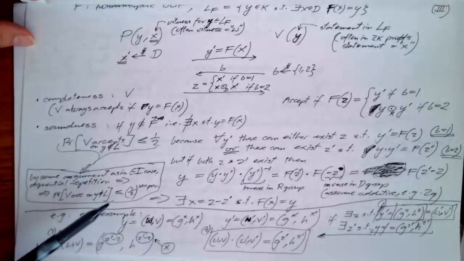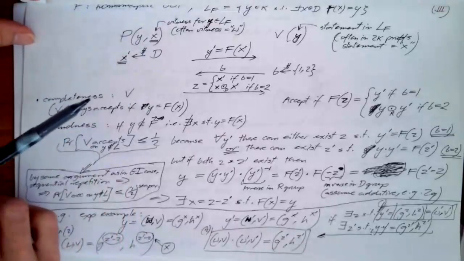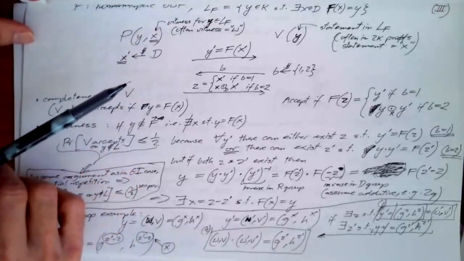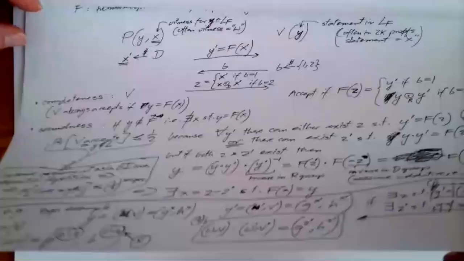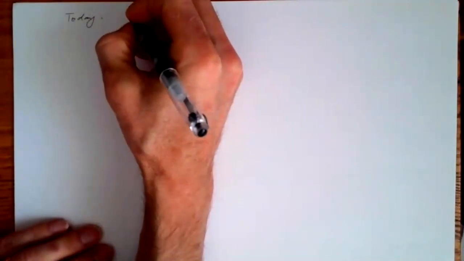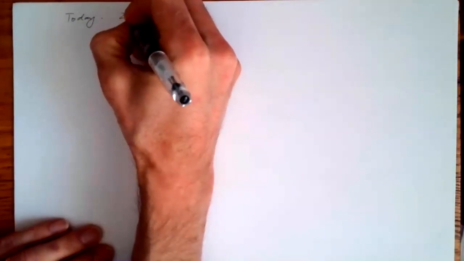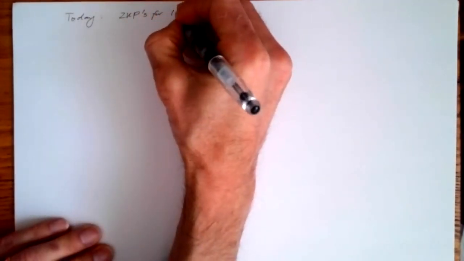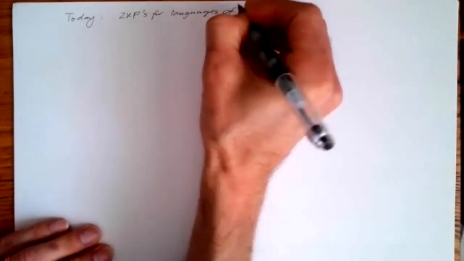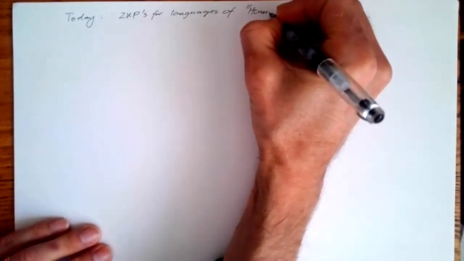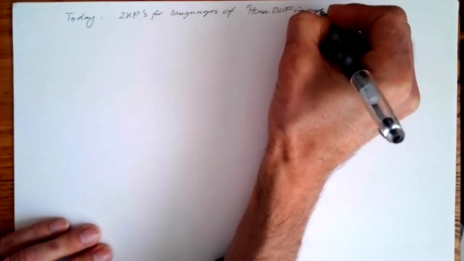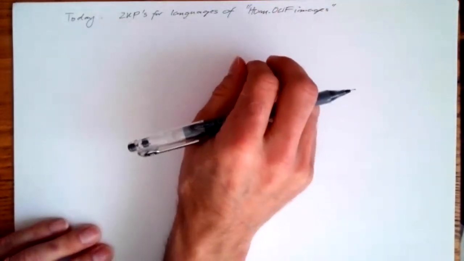So to get negligible soundness error, you have to repeat this security parameter number of times. Okay, so now let's see that you can do it better. Today I want to do the following: basically zero knowledge proofs for languages of homomorphic one-way function images, which really occur quite often in cryptography.